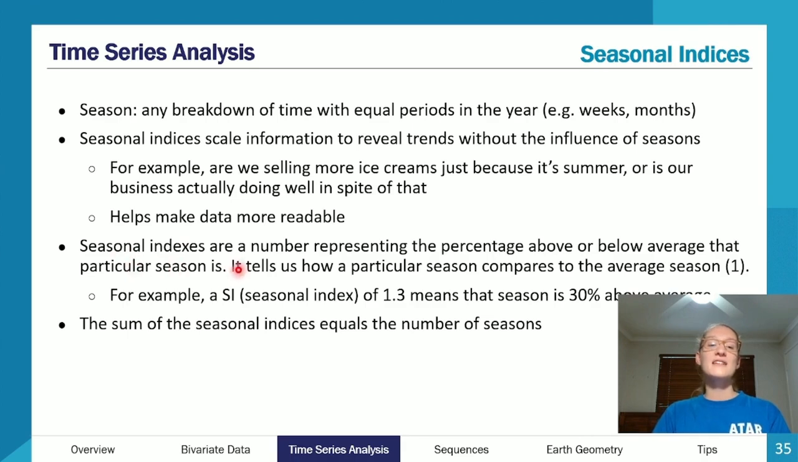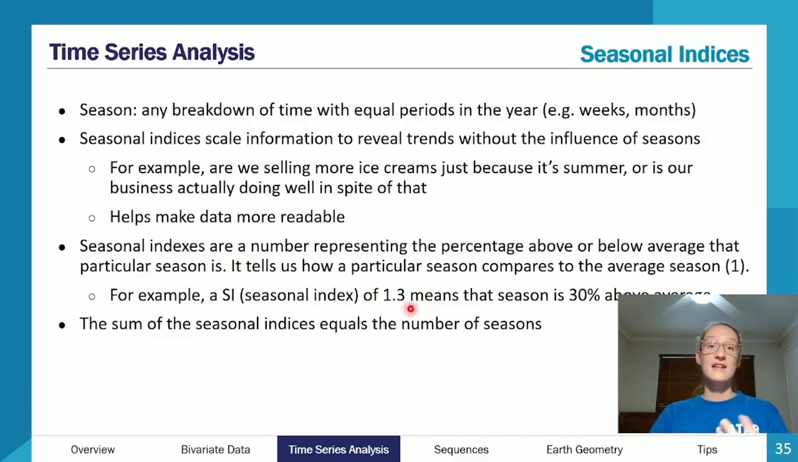So a seasonal index is usually a number around 1, because seasonal indexes are based around that average point being 1. And the sum of your seasonal indices will always equal the number of seasons. So if we're looking at days in a week, we'll have a seasonal index for Monday, Tuesday, Wednesday, Thursday, Friday, Saturday, and Sunday. And the sum of all those numbers will add up to 7. Anything below 1 is below average, and above 1 is above average.